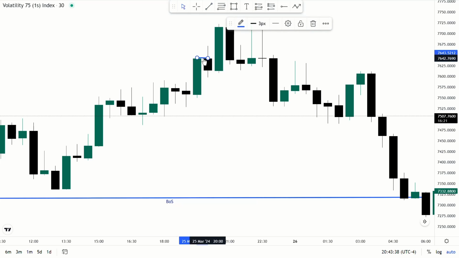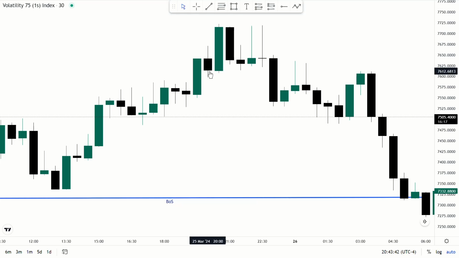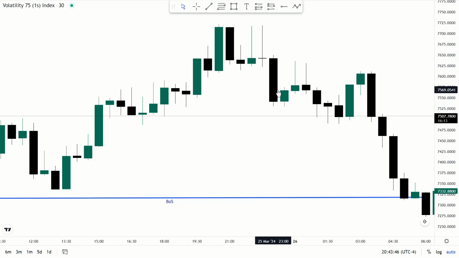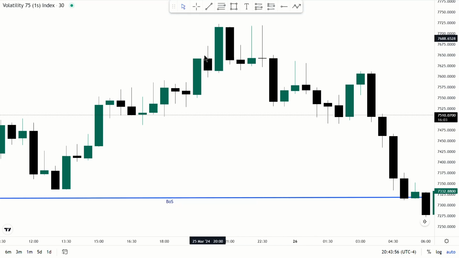Now that doesn't make this candle a single candle order block. What makes this a single candle order block, just for confirmation, is when a candle closes below there with a full body. So this candle right here confirmed this as a single candle order block. When this is confirmed, you can draw it out like this.